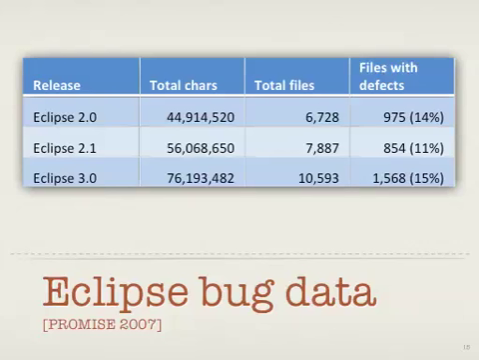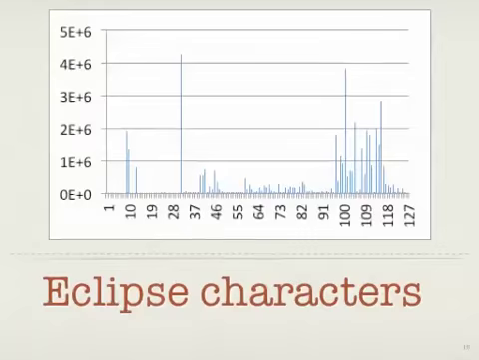So the question is, if you look at an individual file and look at its individual distribution of characters, can you use this as a way to predict whether a file is going to be defect-prone or not? It turns out, indeed, you can. What we did is we trained a regression model on these 3 Eclipse releases on the distribution of characters and whether they would be correlated with defects or not. And then we used the very same model to predict whether a file would be defect-prone or not.